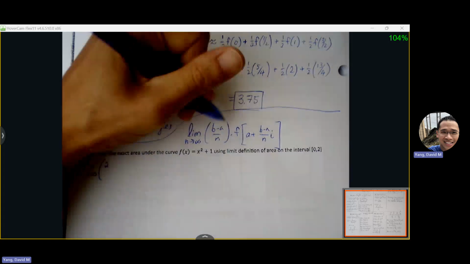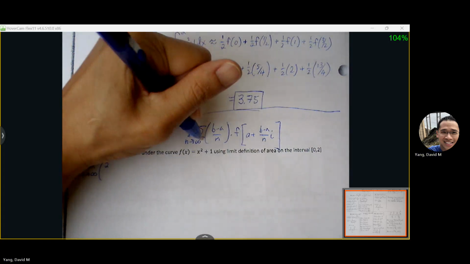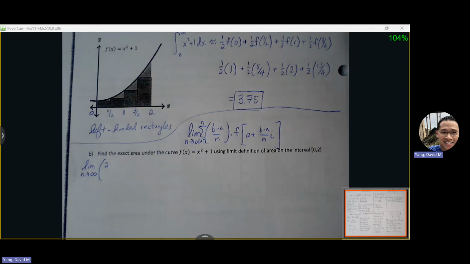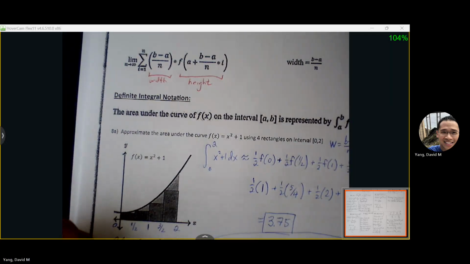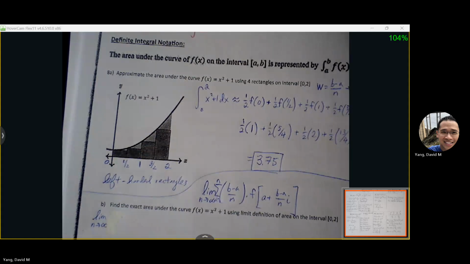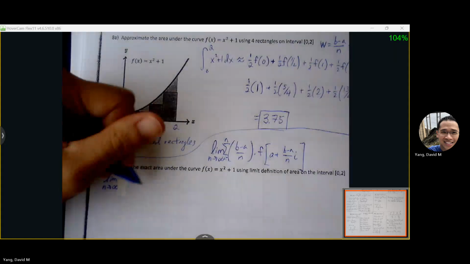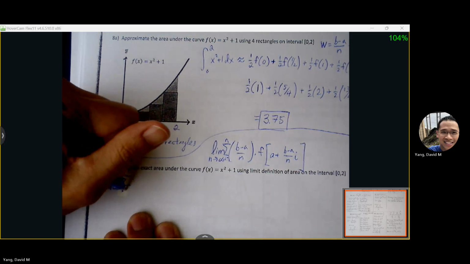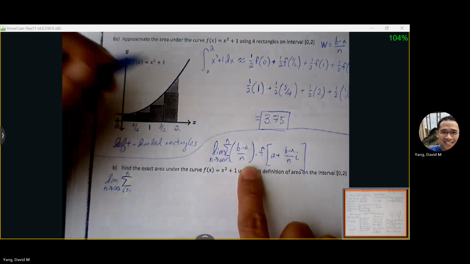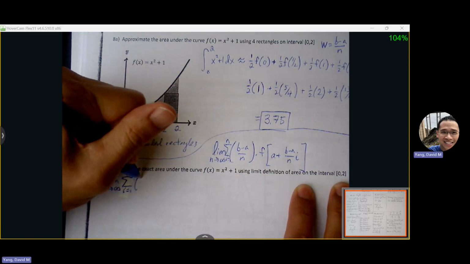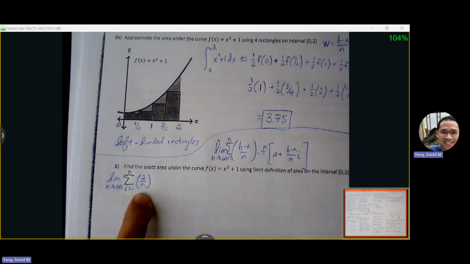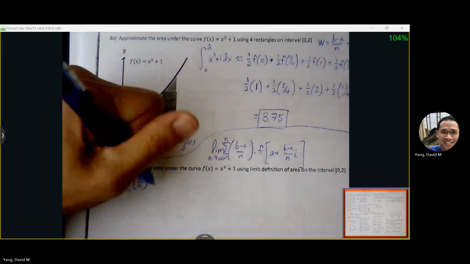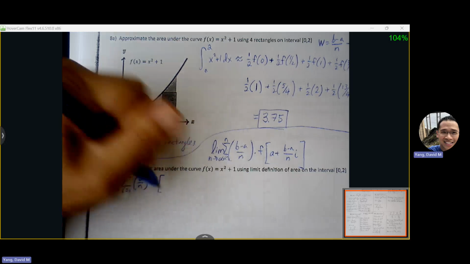Oops, sorry, I left off the summation here. Let me put that summation back into my definition. So you said 2 minus 0, right? So 2 minus 0, that's just going to be 2 over n. So there's my width representation times f of a.